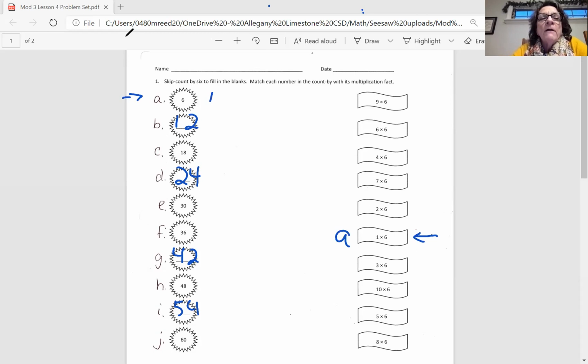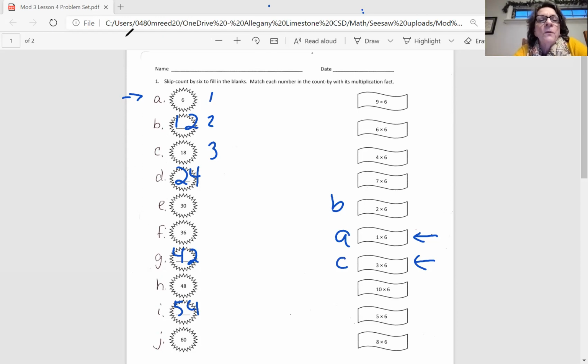When we get to 12, 6, 12, we've counted 2 6s. So we're going to look for the math fact that represents 2 6s. Well, that is 2 times 6, and that is right here. So we'll put a B by 2 times 6. When we get down to C, we've counted 1, 2, 3 6s. How do we write 3 6s as a math fact? We write it 3 times 6. So 3 times 6 is right here, and by that we'll write C for 3 6s.